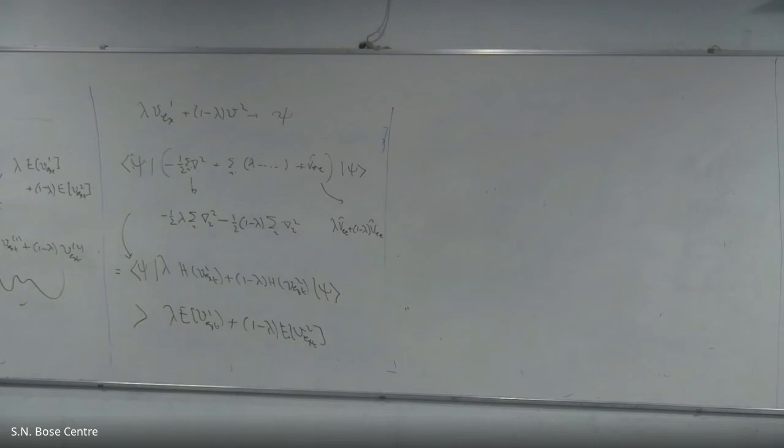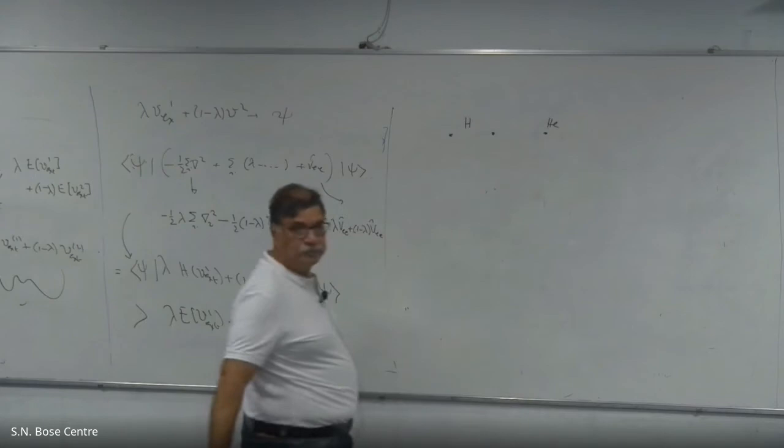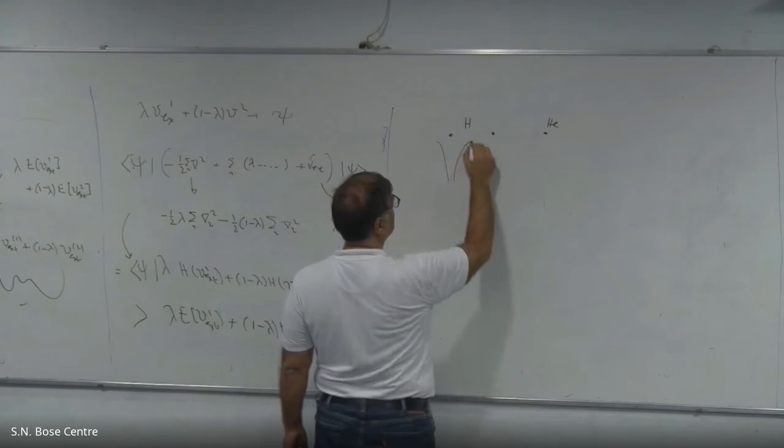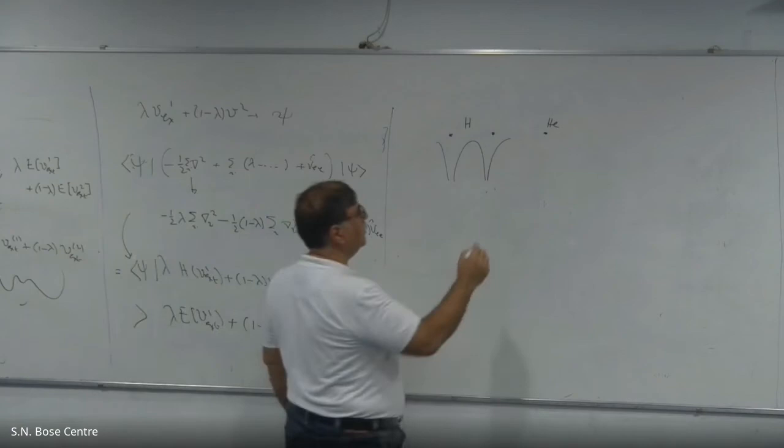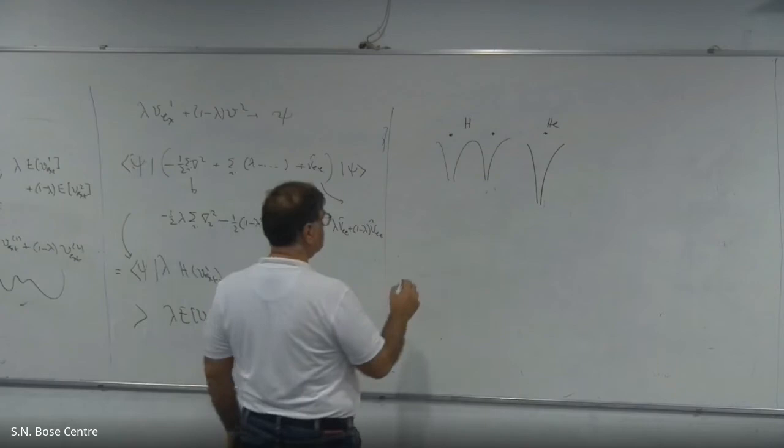Suppose I take a hydrogen molecule and helium. You can do it with anything else, but this is the simplest. Hydrogen molecule has this external potential, and helium has this potential, deeper. So what I'm going to say is, take lambda to be 1/2.